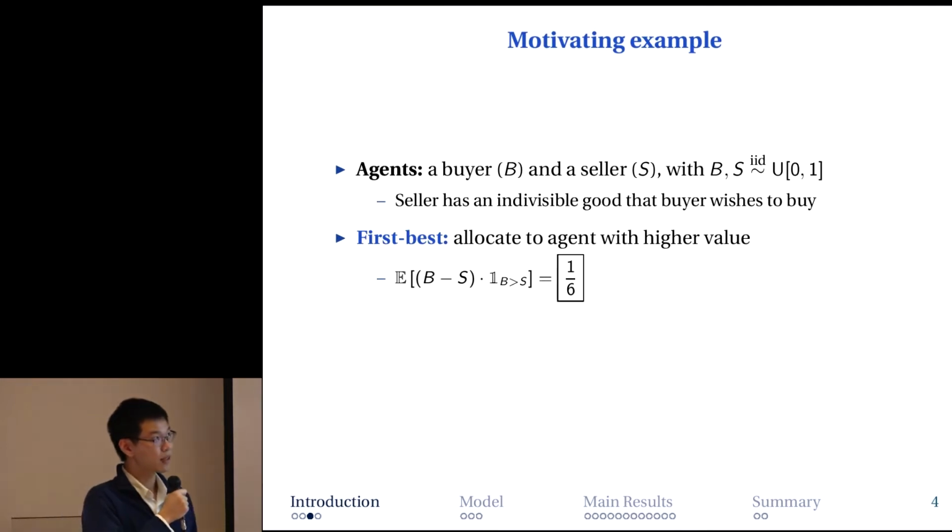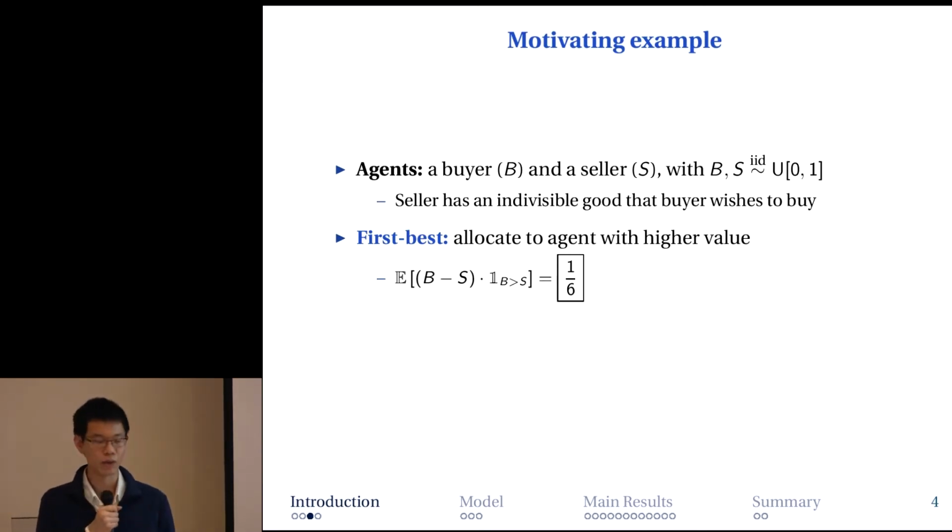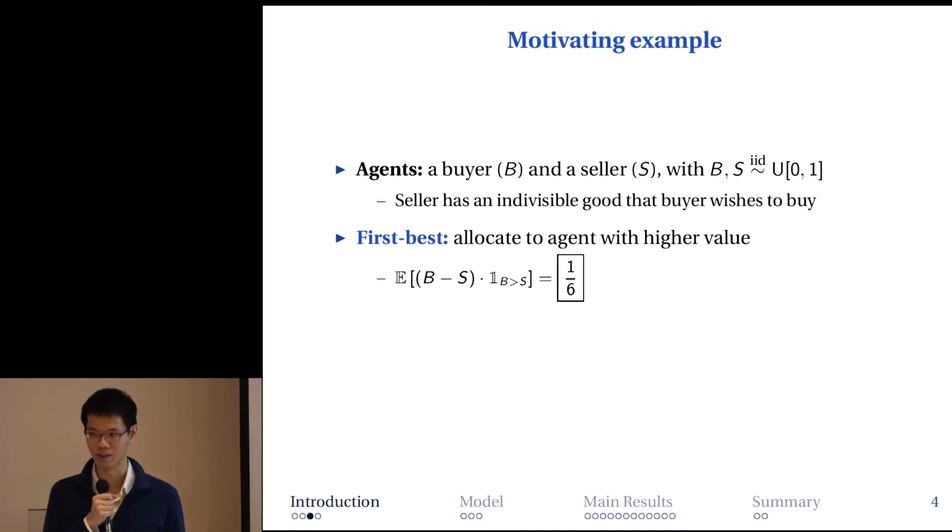So in the absence of informational frictions, the first best mechanism allocates the good to whichever agent has the higher value. So in this case, it allocates the good to the buyer if the buyer has the higher value. Otherwise, it allocates it to the seller. And we can compute the expected gains from trade, which is 1/6.